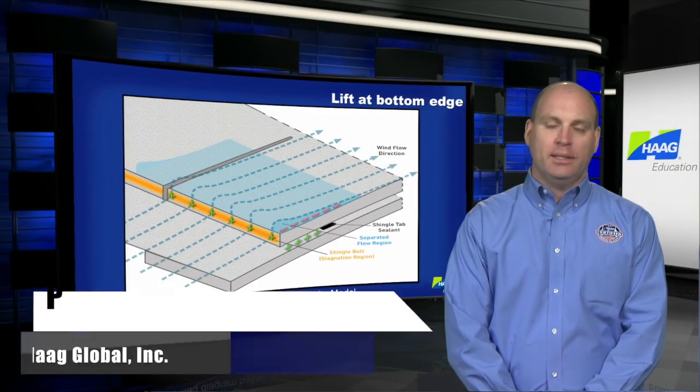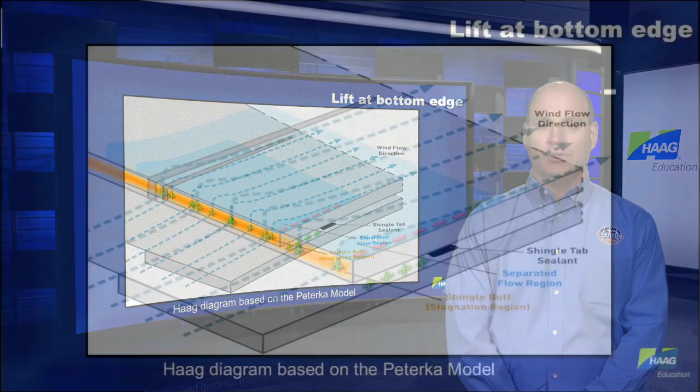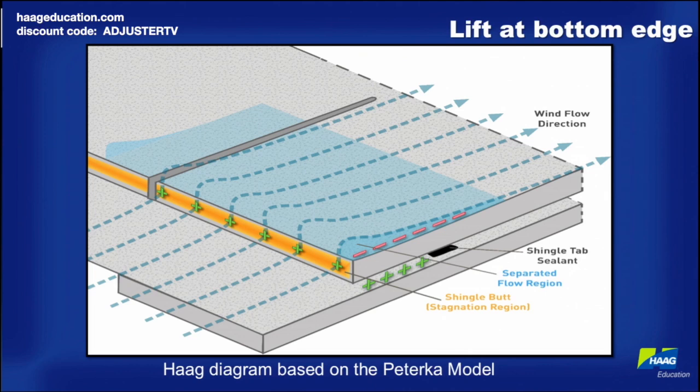So as wind encounters a shingle, here you're seeing a shingle there with the butt edge down towards the lower left, and wind is blowing up the slope, coming from lower left to top right. As the wind encounters that next shingle, it's going to have to go around that shingle. It's going to stagnate a little bit at the butt edge, and it's going to go around it, and it's going to cause it to lift.